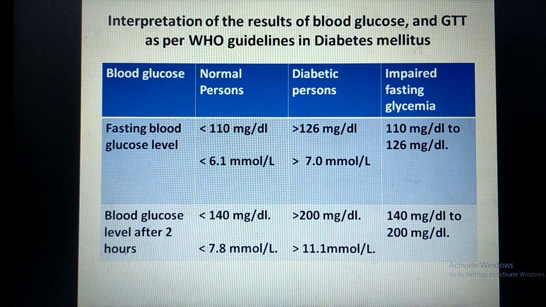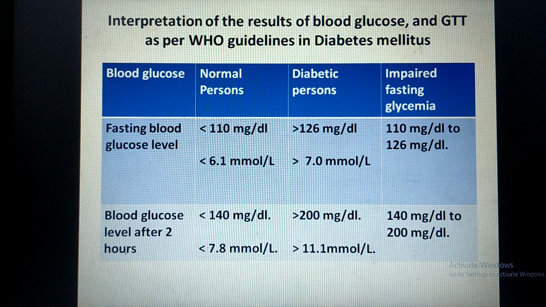Now the blood glucose level after 2 hours, that is post meal blood glucose level or postprandial blood glucose level, if values are less than 140 milligram percent, then we can interpret the person is normal. And if the values are more than 200 milligram percent, then we can interpret as diabetic persons. Again, if the values are between 140 to 200 milligram per deciliter, it is impaired glucose, then such person has to go for GTT.